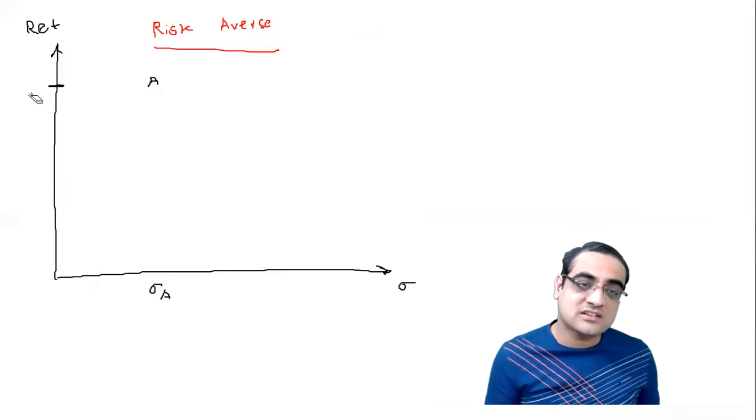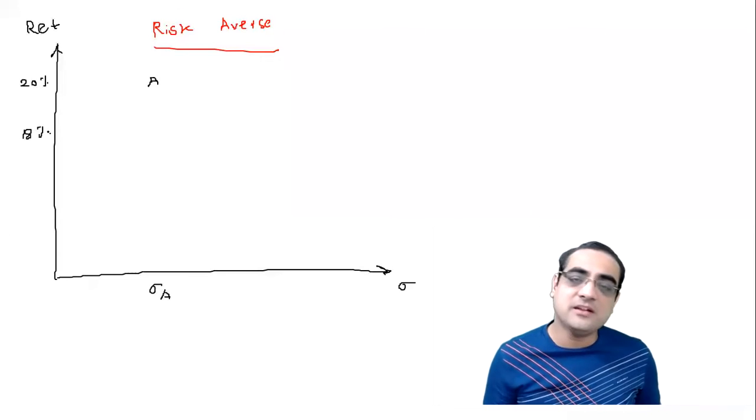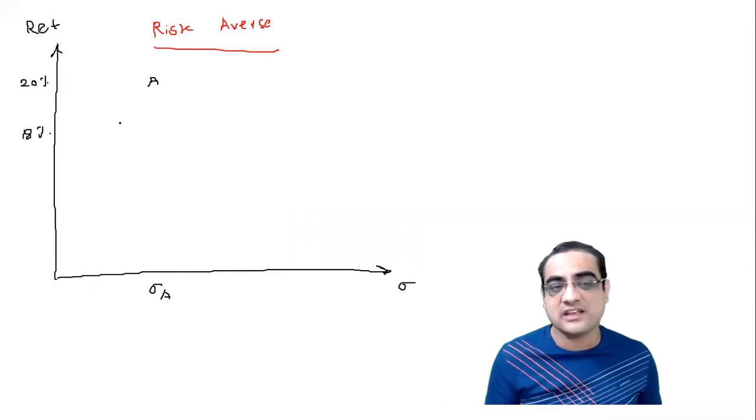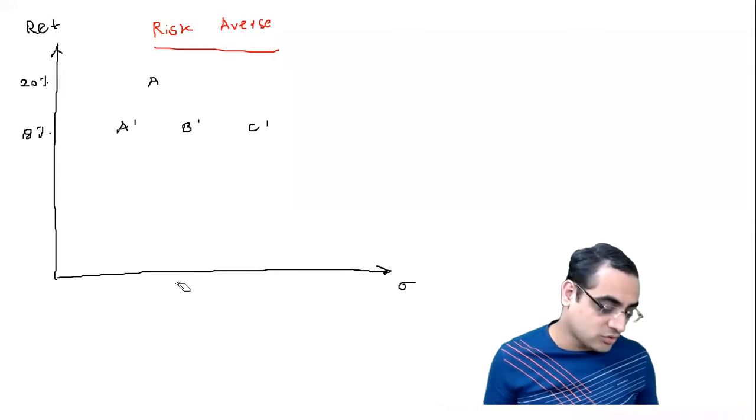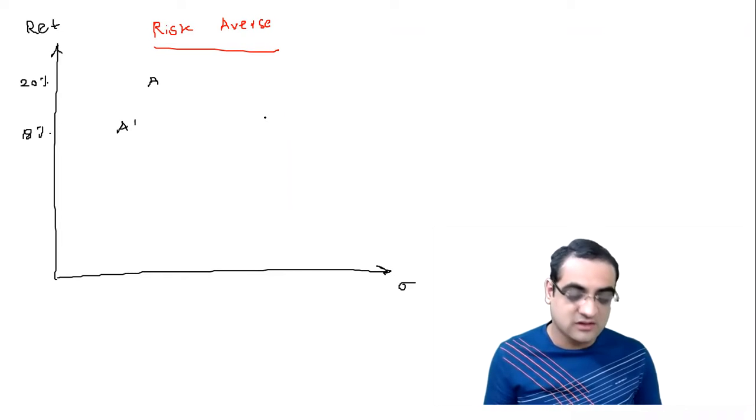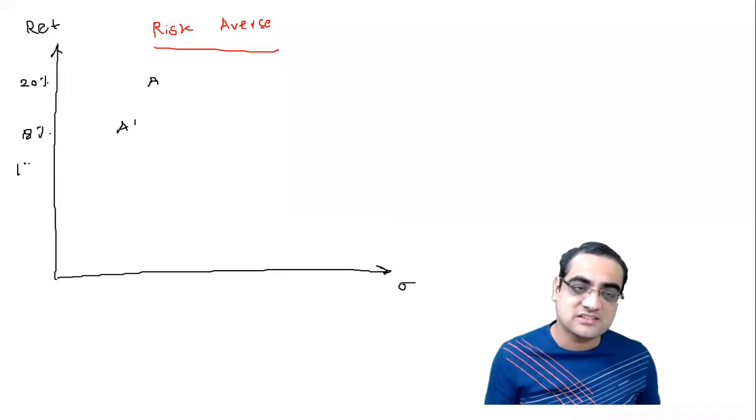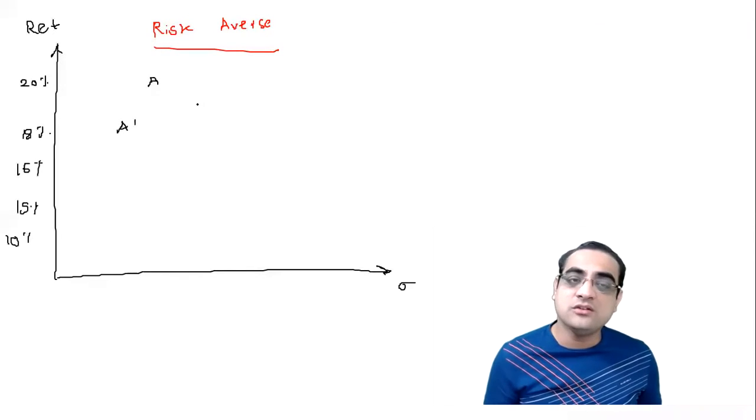Next, we choose another return. So we got A for the 20% return. Then we'll specify to the Excel sheet an 18% return. If we specify 18% return, then the computer will give you a few other options, something like A dash, B dash, C dash. All of them are offering the same return of 18%, but the lowest risk is being offered by A dash. So you choose A dash. And similarly, you keep on doing this process for other returns like 16%, 15%, 10%, and so on and so forth. Then you get a curve.